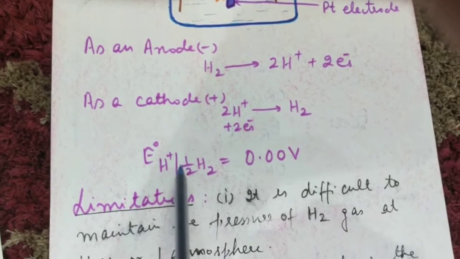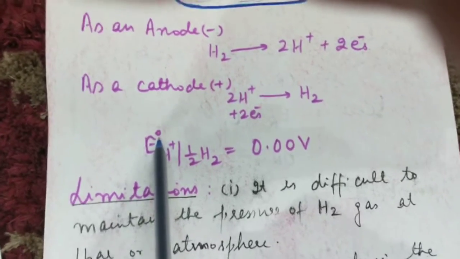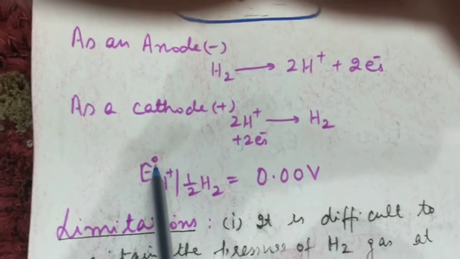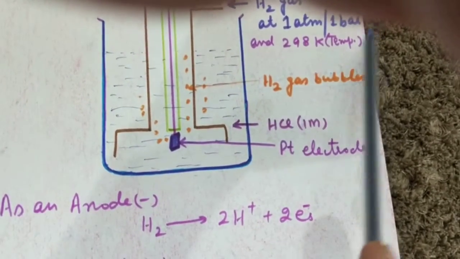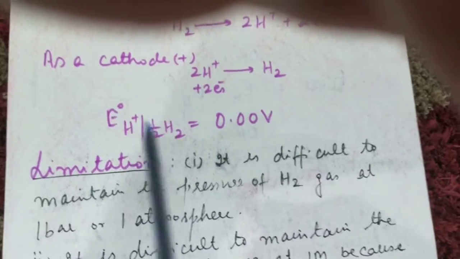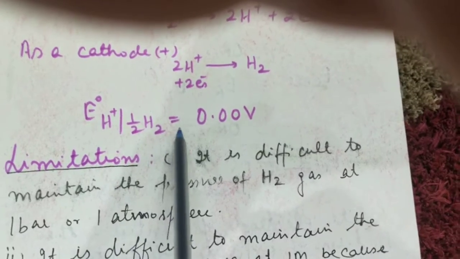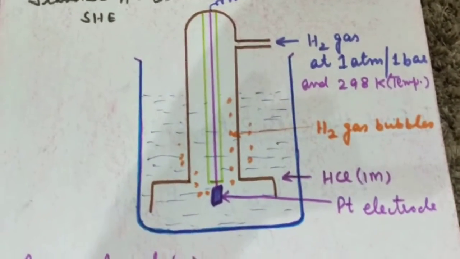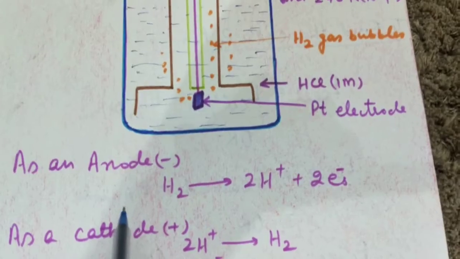E naught of H plus half H2. This E0 or E naught shows the standard conditions, the standard state, that is 1 atmosphere pressure and 298 Kelvin. So the standard electrode potential of hydrogen is taken as 0.00 volt. So by using hydrogen as a reference electrode, we can find the standard electrode potential of any other electrode.